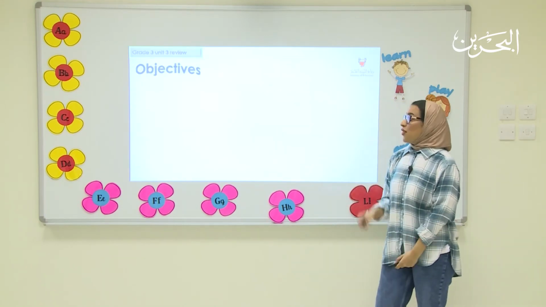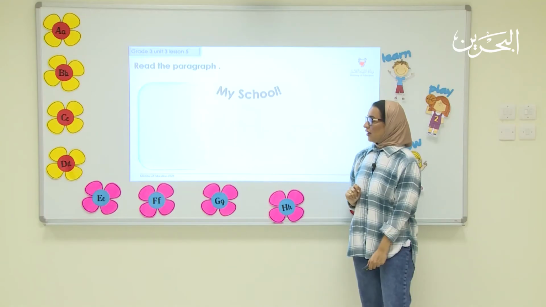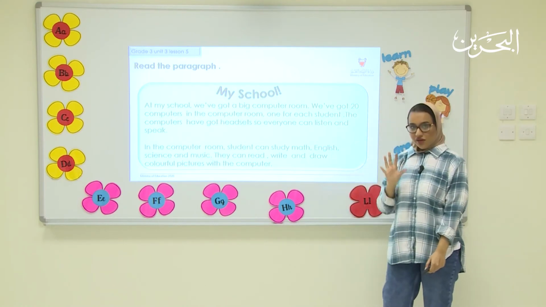Let's start. The objectives of this lesson are, one, we are going to answer questions correctly. Two, we are going to recall some school subjects. Now we are going to read together. You have 5 minutes. Read it very carefully.